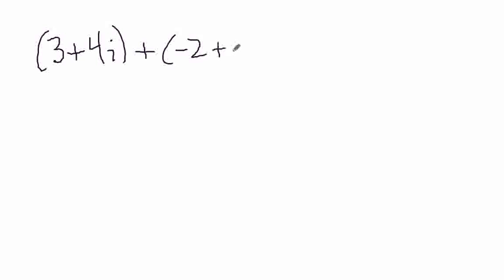I'm going to talk about addition and subtraction with regards to complex numbers. So if I have a complex number such as 3 plus 4i, and I want to add it to the complex number, let's say, minus 2 plus 5i, what does it mean to add complex numbers?